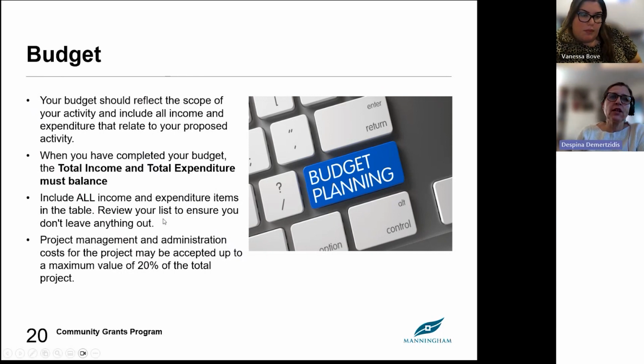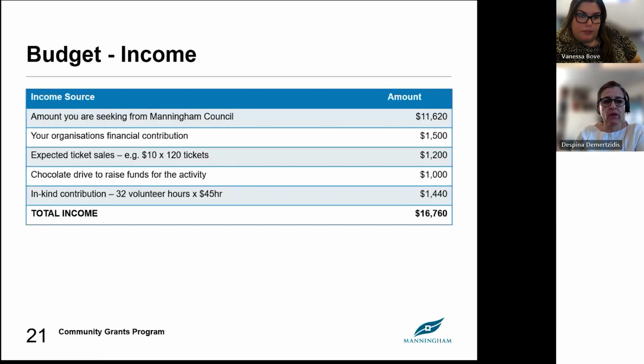So we will fund project management and administration costs for the project up to a maximum value of 20% of the total project. So we won't go any higher than that, but we will fund up to 20%. So as is demonstrated here, you must include all funding that are part of your activity or project. We ask that you put the amount you are seeking from Manningham Council.